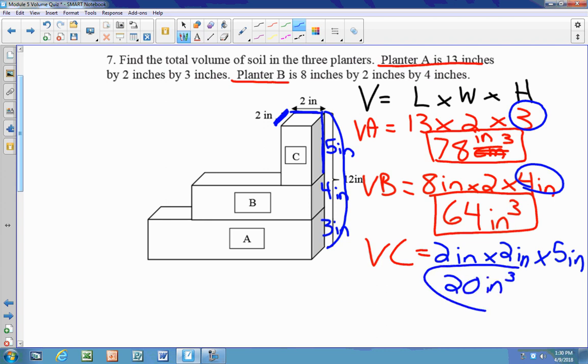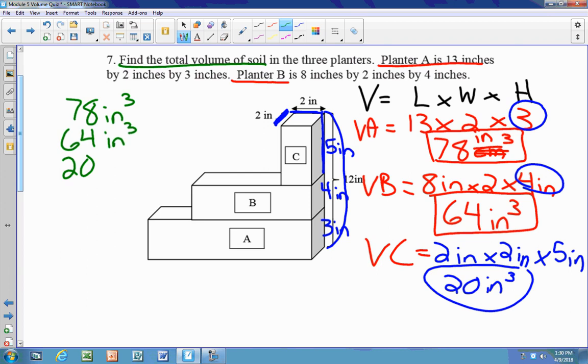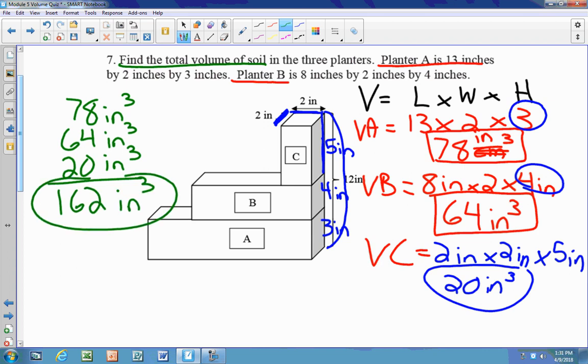So we have now found the volume of all 3 rectangular prisms, but the directions ask for the total volume. So now I need to add my 78 and 64 and 20, all of these being inches cubed. And when I add all of those together, I end up with 162 inches cubed. And I'm going to circle that answer as well.